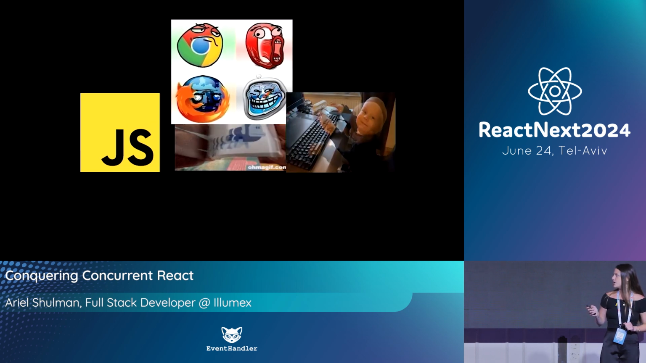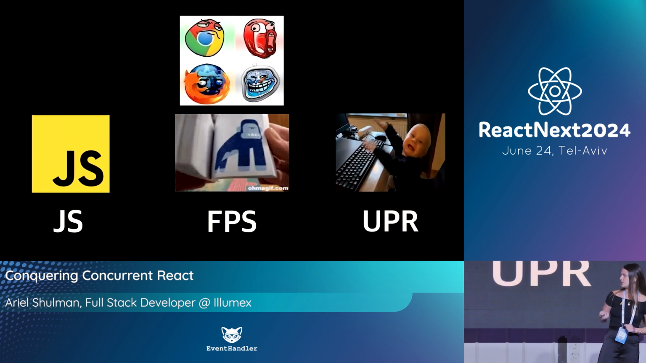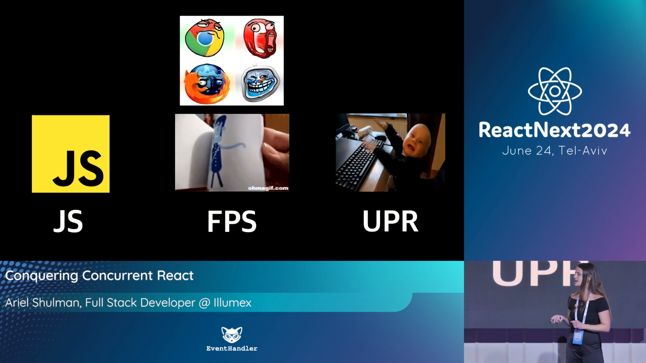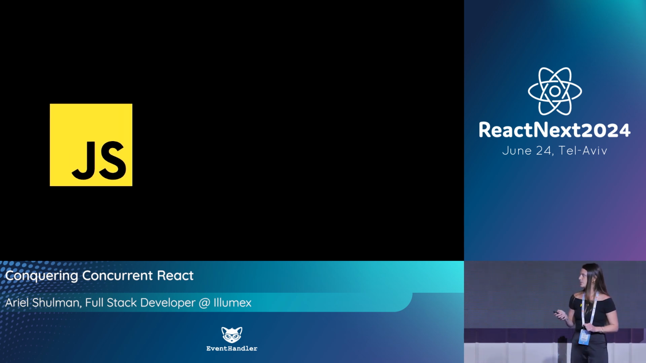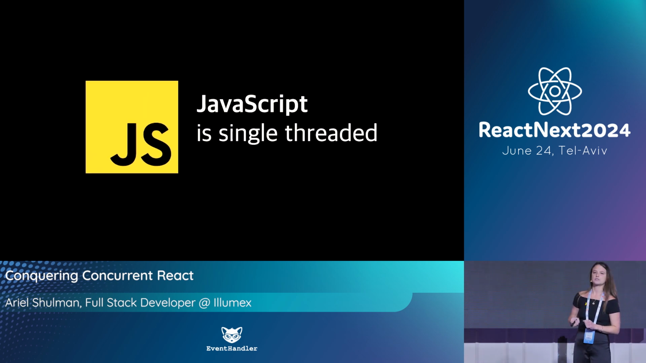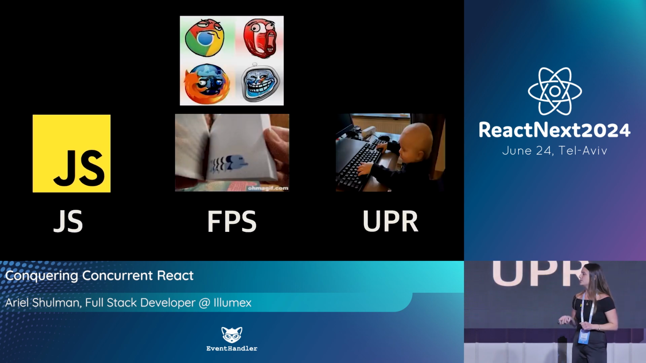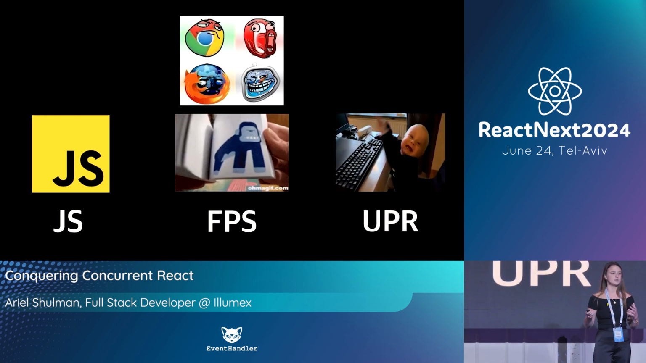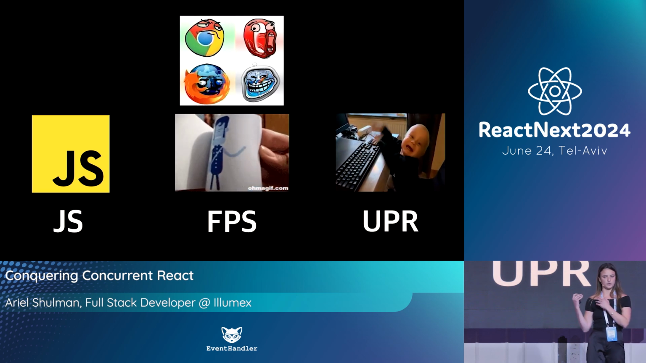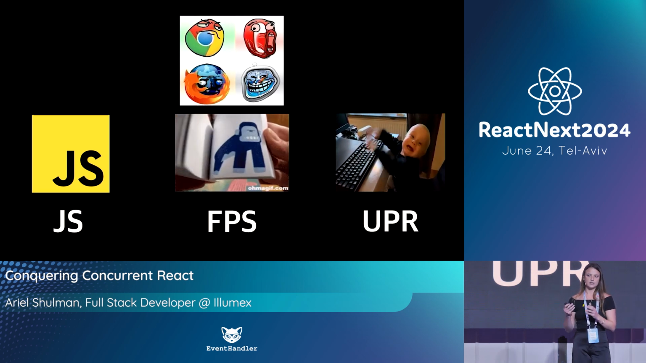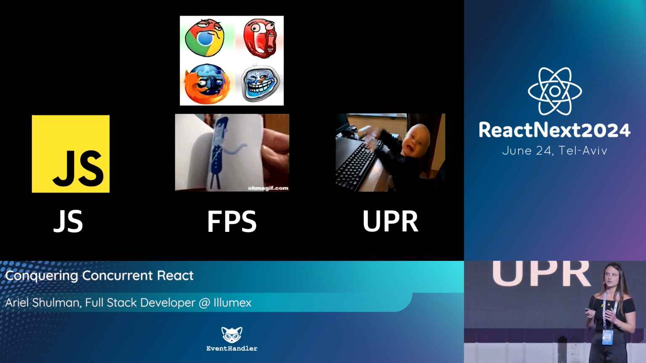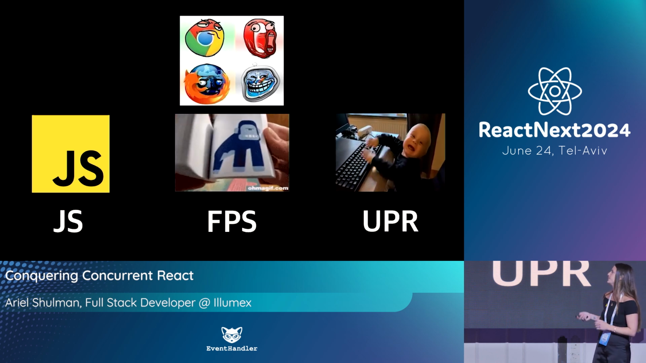So when we run code on a browser, we are facing quite a few limitations: JS, FPS, and UPR. So JS, JavaScript. JavaScript, especially run on the client, is a single-threaded language. Some people would say that also on the server, but that's not the point of this talk. So we can only do one thing, okay? It's very similar to the single core example we've seen at the operating systems. Well, not similar. It's the same thing. We can only have one thread.